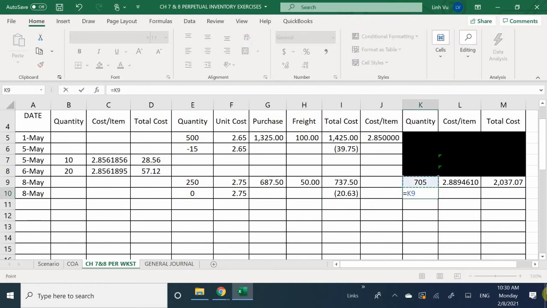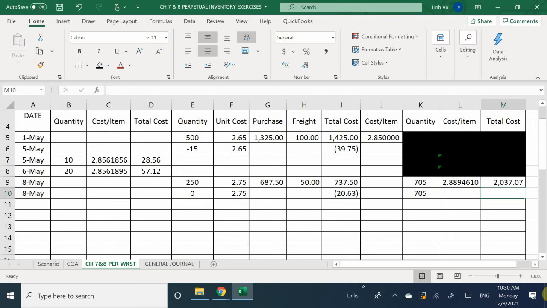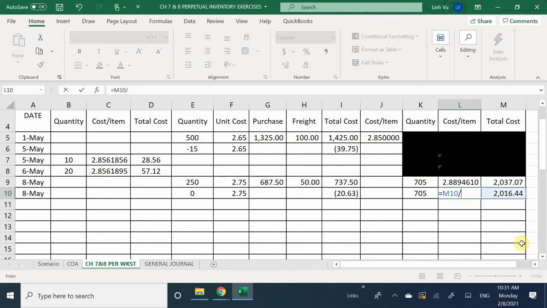So therefore, when we update our inventory, we obviously didn't change our number. However, we changed the total cost, right? We deducted from our inventory. So in this case, what is going to be my total cost now? 2016.44. Good. And then therefore, my new average cost is going to be 2.86019.